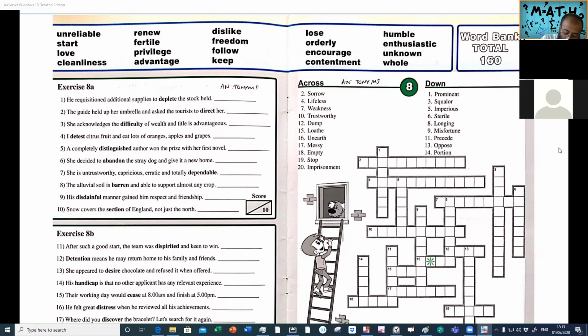Okay, so Iman, tell me, what is the opposite of unreliable? Reliable. Fantastic. What's the opposite of start? End. Keep on going. Love is hate. What's the opposite of cleanliness? Dirty. Very good. Okay, your turn now, Aisha. The next column, please.